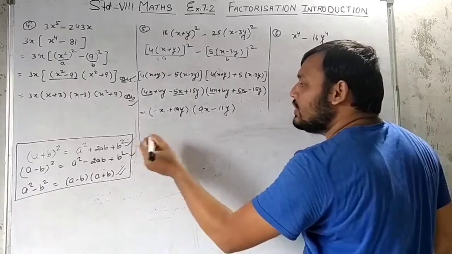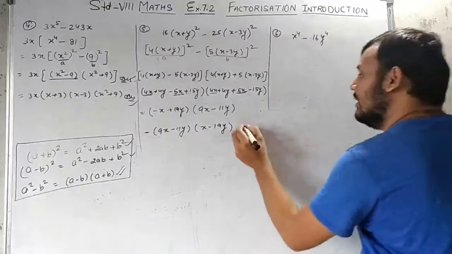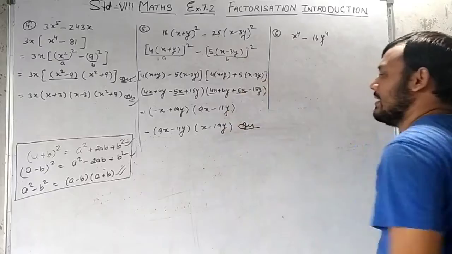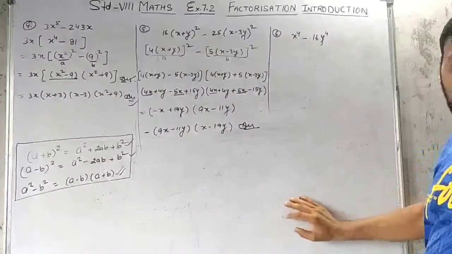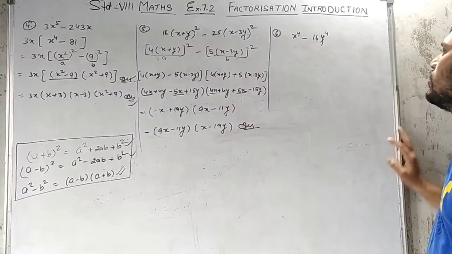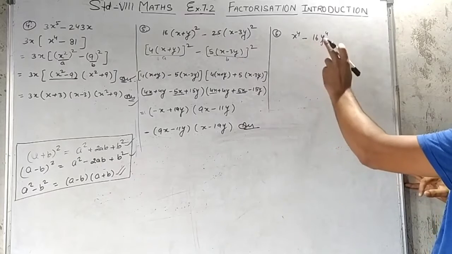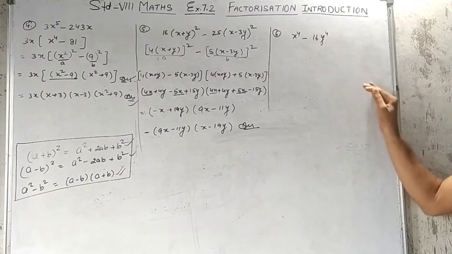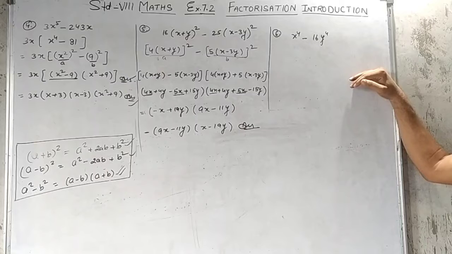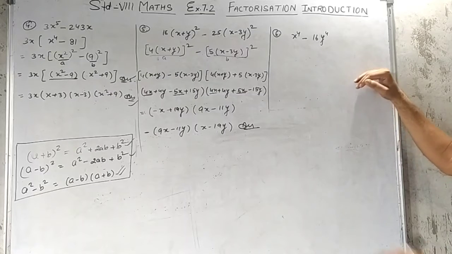If you want to rearrange your answer, you can write it that way. So this one is your final answer regarding question number 5. Now we are going to move towards question number 6. This is x raised to 4 minus 16 y raised to 4. If you can do it, please just note it down in your notebook very fast. Try to find out the answer. 1, 2, 3. Let's have a look.